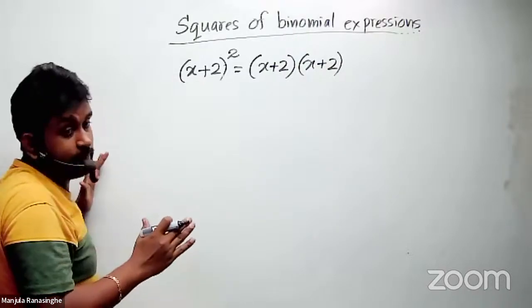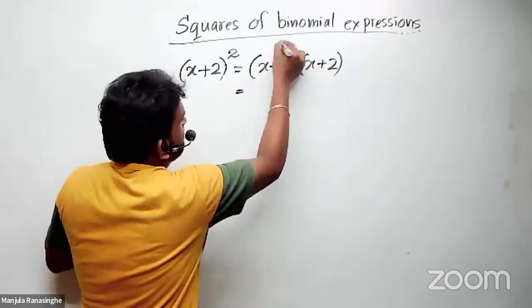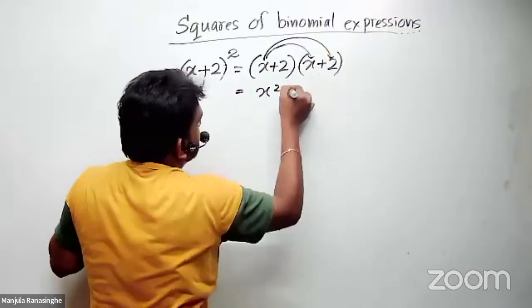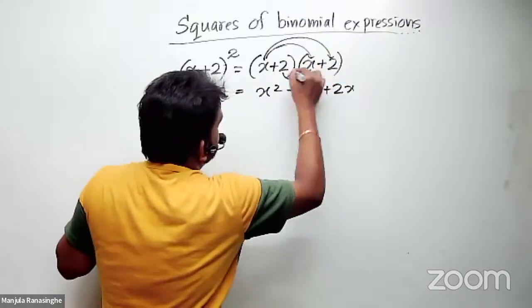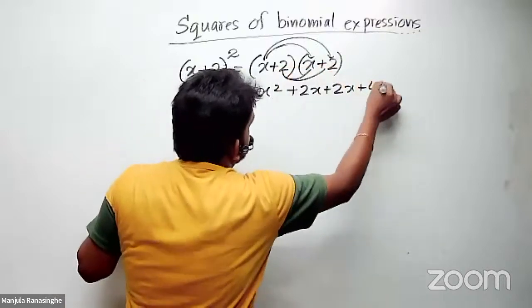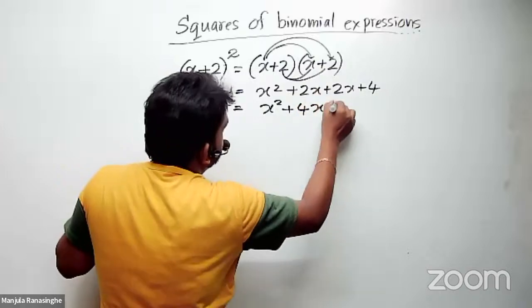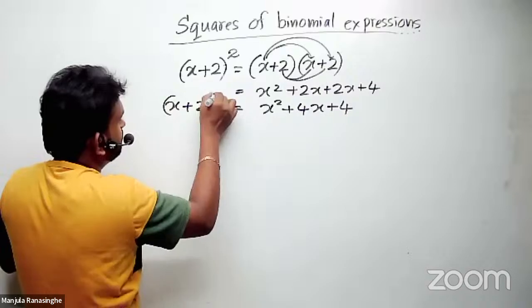So how do we expand this? Now we know x into x is x squared. x into 2 is 2x, 2 into x is 2x, then 2 into 2 is 4. Then I can write x squared plus 2x plus 2x, which is 4x, plus 4. So this is the expansion of x plus 2 squared.